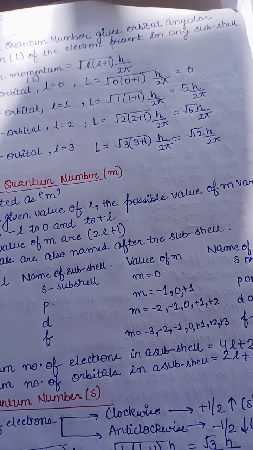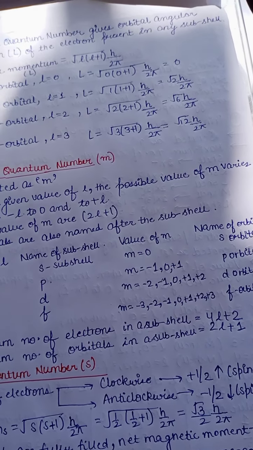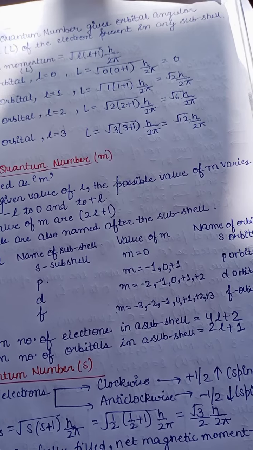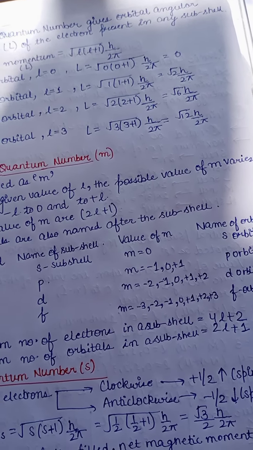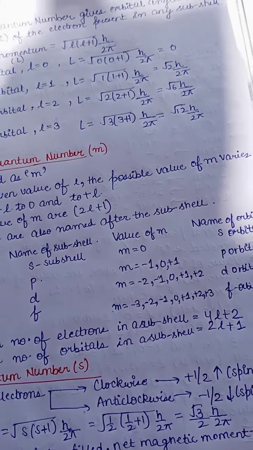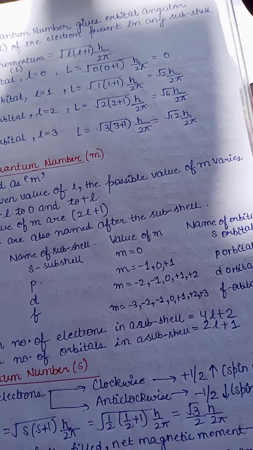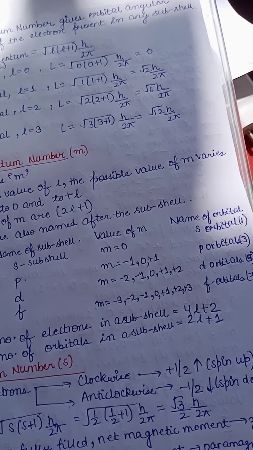Now the next one is the spin quantum number. We have two spins of electrons: the first one is clockwise and the second one is anti-clockwise. If the spin of the electron is clockwise, the spin quantum number would be plus half, and if the spin of the electron is anti-clockwise, then the spin quantum number is minus half. Plus half denotes spin up of the electron and minus half denotes spin down of the electron.